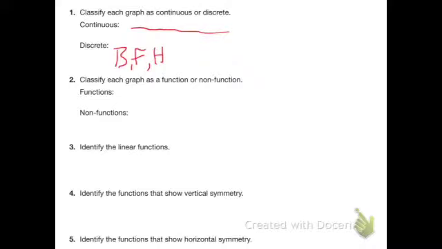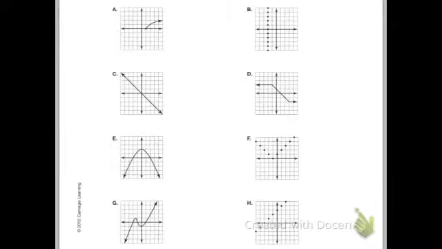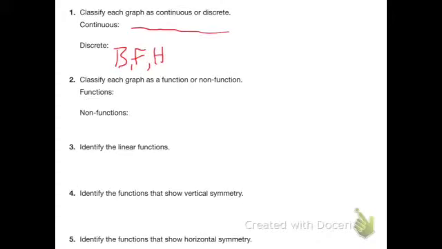Okay, next one, we need to look for the ones that are functions. So remember, when you're looking for whether or not they're functions, you have to do the vertical line test. So do an infinite amount of vertical lines as you go across from left to right. And if it crosses more than once anywhere, it's not a function. If it's only once everywhere, it's a function. Well, all of these are functions except for B. Okay, because when you do a vertical line there, it crosses the points multiple times. Whereas all the other ones, when you do your vertical line test, it's only crossing once. Okay. So your functions would be everything except for B. So non-functions would be B.